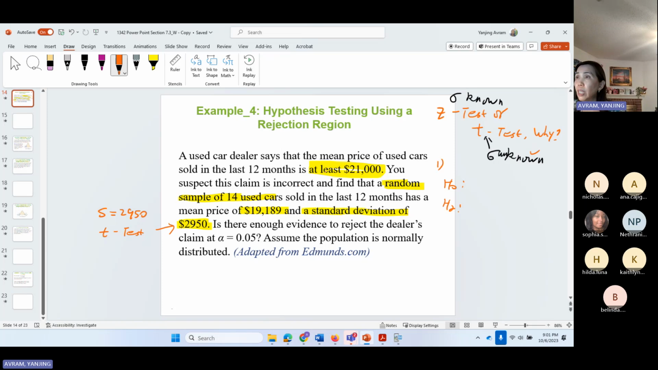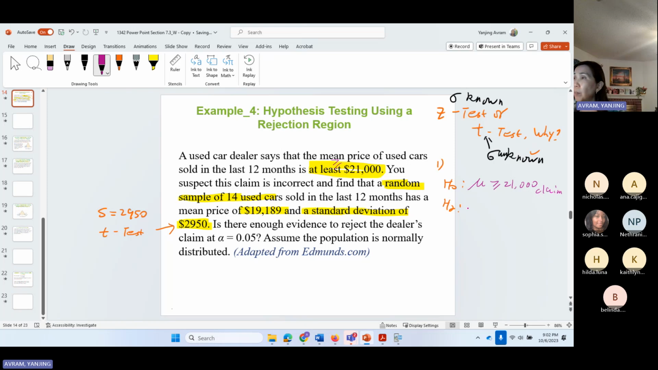Okay, so what does "at least" mean? The used car dealer said the mean price for a used car sold in the last 12 months is at least a certain amount. That means greater than or equal to. Since this one has an equal sign, you're going to go to the null. Mu is greater than or equal to. This is also the claim, or the statement from the question.